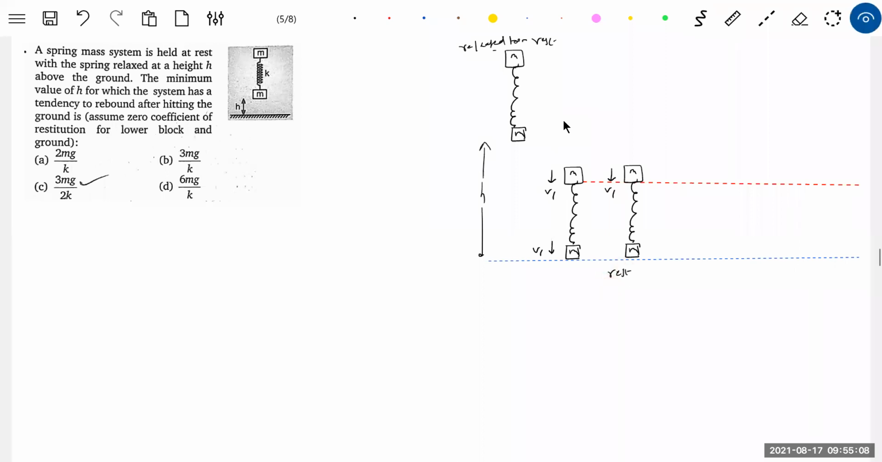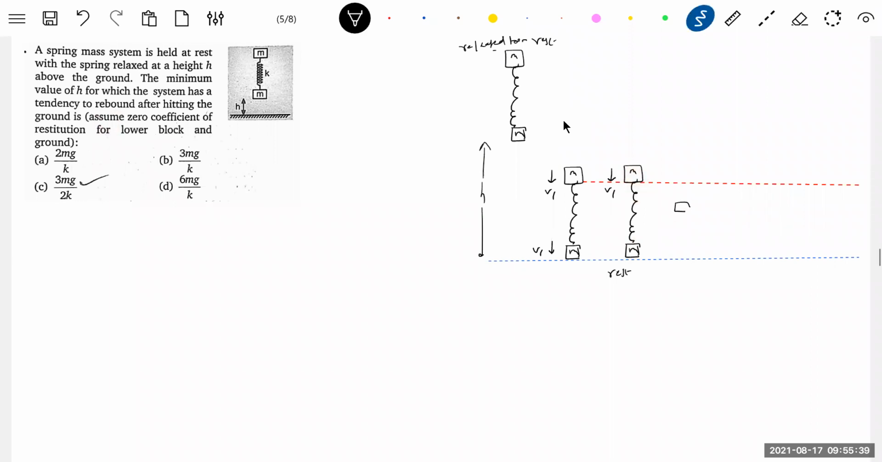It will lose all its kinetic energy to the ground and come to rest. It is not fixed here. e equal to 0 doesn't mean that it is fixed. Assume zero coefficient of restitution for lower block and ground. The minimum value of h for which the system has a tendency to rebound after hitting the ground. It should rise up here. Only after impact, what is the state of the block? This will come to instantaneous rest here. And now because of velocity, what should happen to this block? It's going to move down.